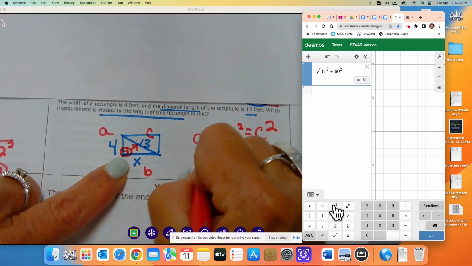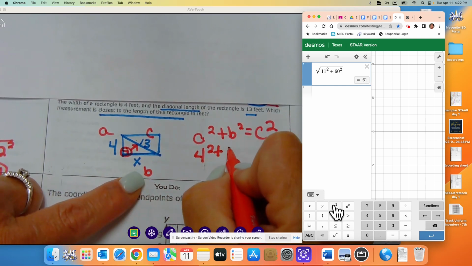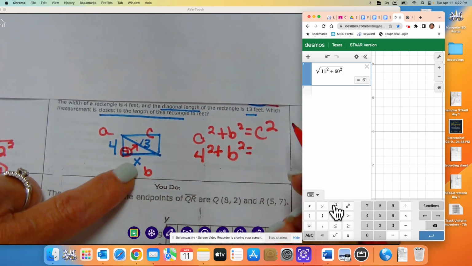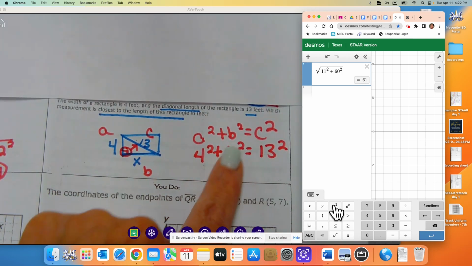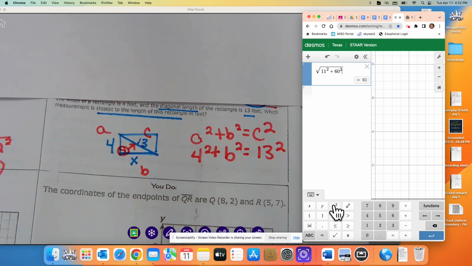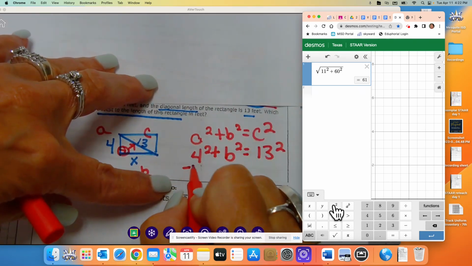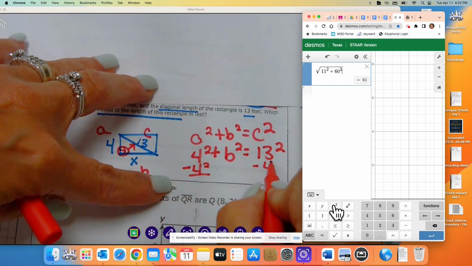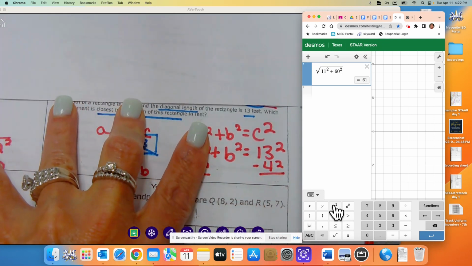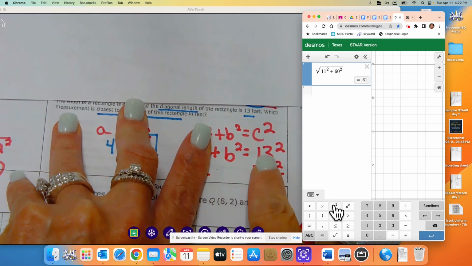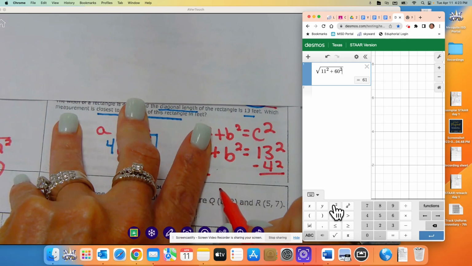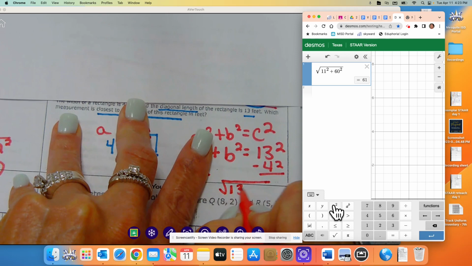A is 4, so I have 4 squared. I don't know what B is, so I'm going to leave that as B squared. C is 13. Now, I don't have the B by itself, so I've got to remove that. In order to move this to the other side, to remove it, I'm going to subtract. Okay, so I have B squared is equal to this. So to find B squared, I'm going to subtract this. But remember, I want B, so underneath the square root symbol, I'm going to put 13 squared minus 4 squared.